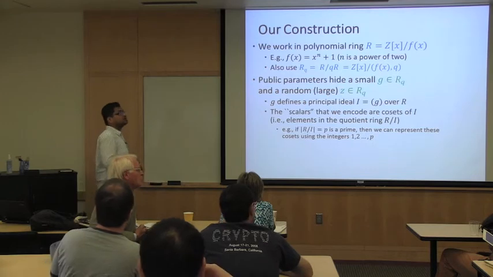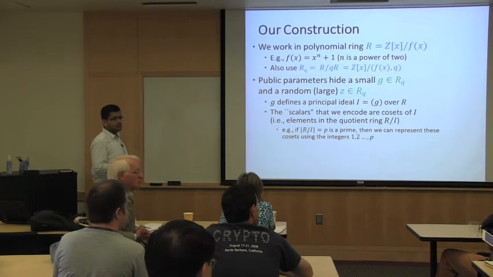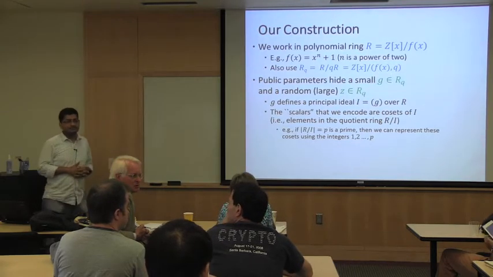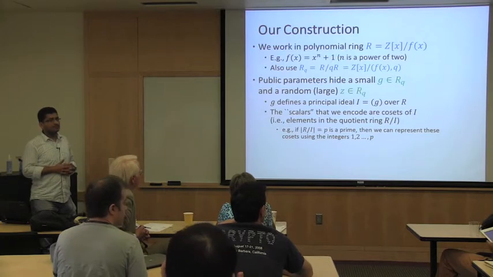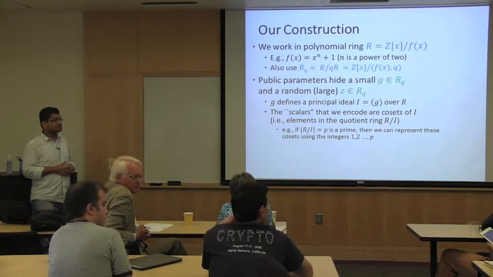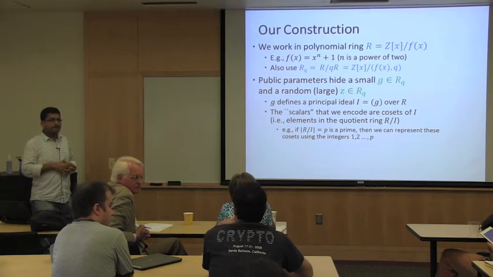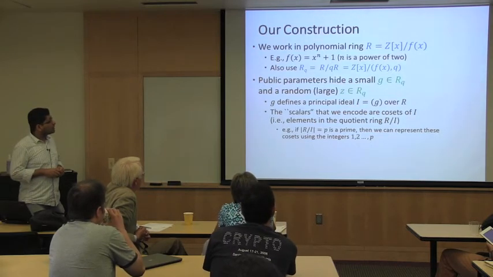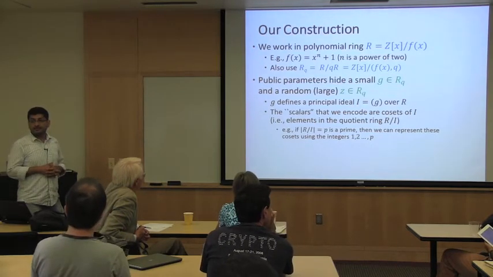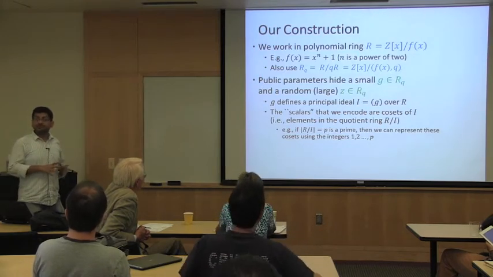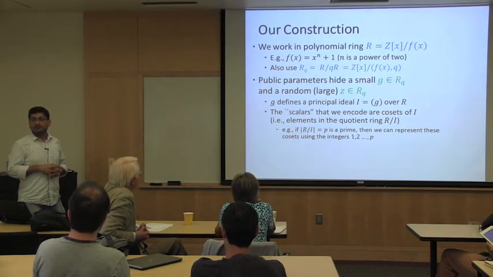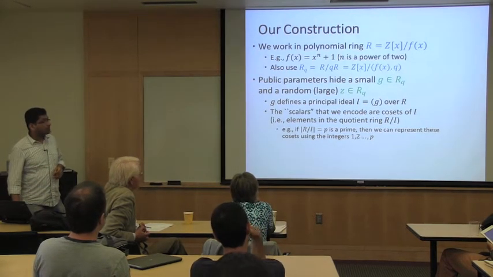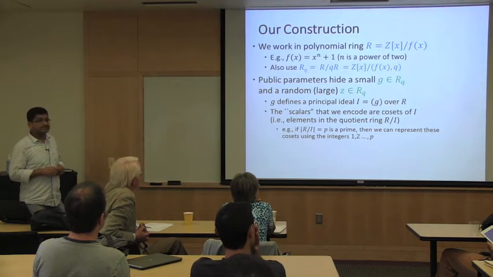Yeah, when you generate the scheme, you will know the generator. So P is going to be at least exponential in the security parameter. For some applications, it might be okay to have something small, but for most applications, you will need it to be large. Yes, Z is also private.